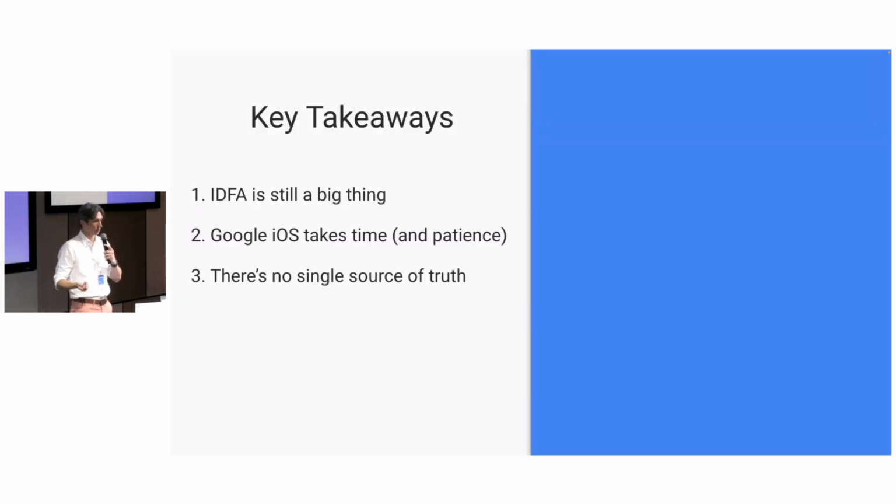So, key takeaways. This is basically a repetition of everything previous presenters mentioned before. IDFA is still a big thing. This could be a game changer in your analysis, so try to put more emphasis on increasing the opt-in rate. Also, Google iOS takes time, patience, and eventually money. Don't rush into conclusions before you've passed the learning phase, and use the right data for measurement. And it's important that there is no single source of truth, and you need to pull the data from all data points you can come up with and build your own custom approach for measurement.